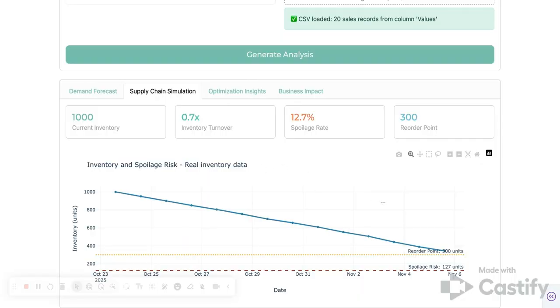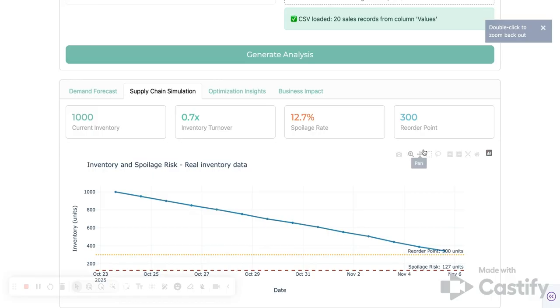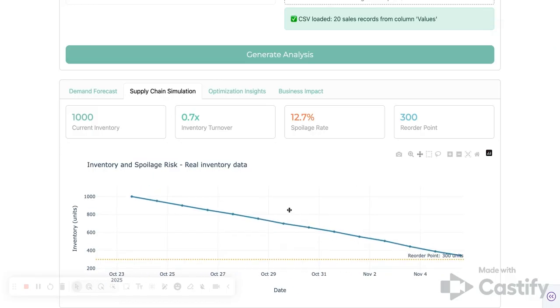Next, we have our supply chain simulation. This model predicts that we will run out of units, or run to around half of our units, around October 29th. We can examine this. We can zoom in, we can zoom out, we can pan around. So it is interactive to the user.